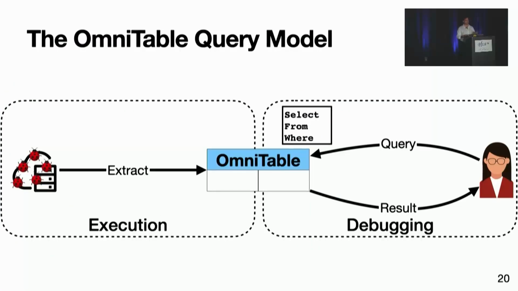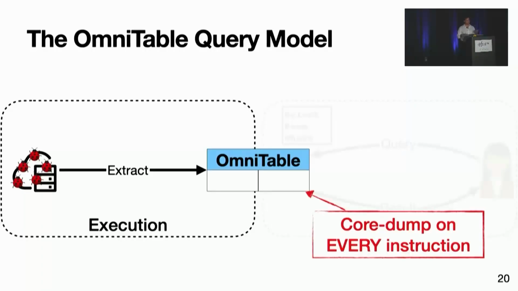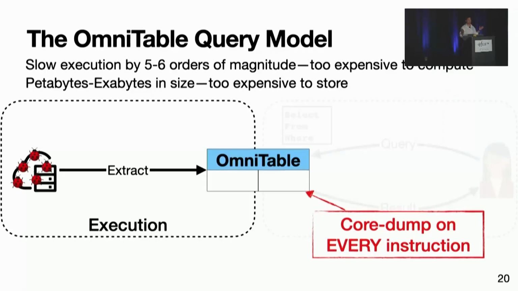The core problem is that a naive implementation, which is like what I've shown on the screen here, is completely and totally infeasible. Because an OmniTable is equivalent to producing a core dump on every single instruction within your execution. And so that would impose way higher overhead than even your most expensive debugging tool. And moreover, it would result in an object that's petabytes, even exabytes in size. So you probably couldn't store it for more than maybe 1 execution or 2 executions.